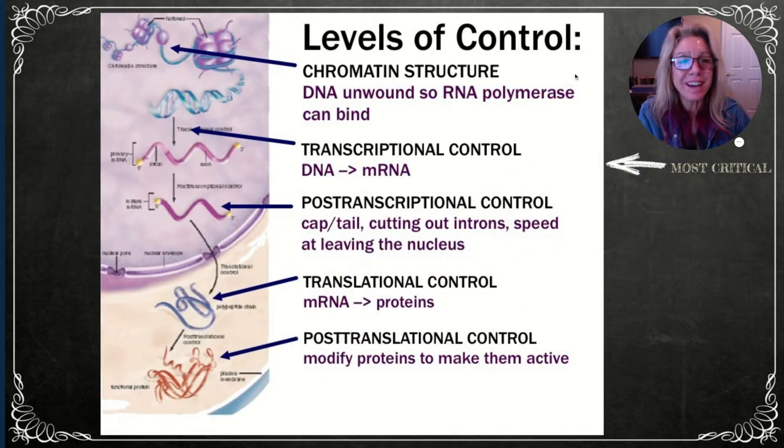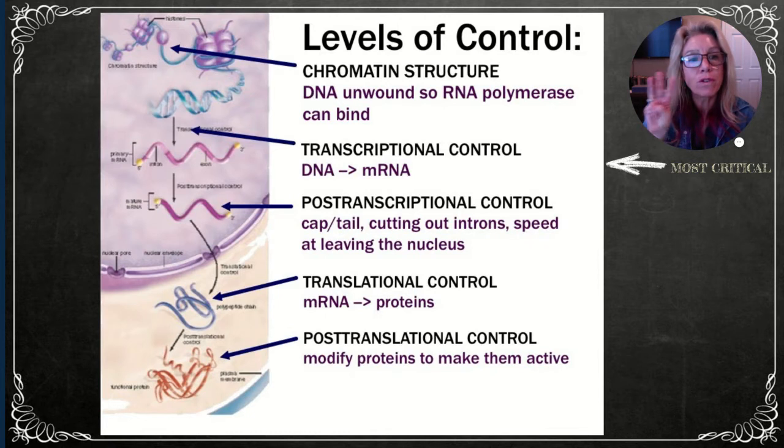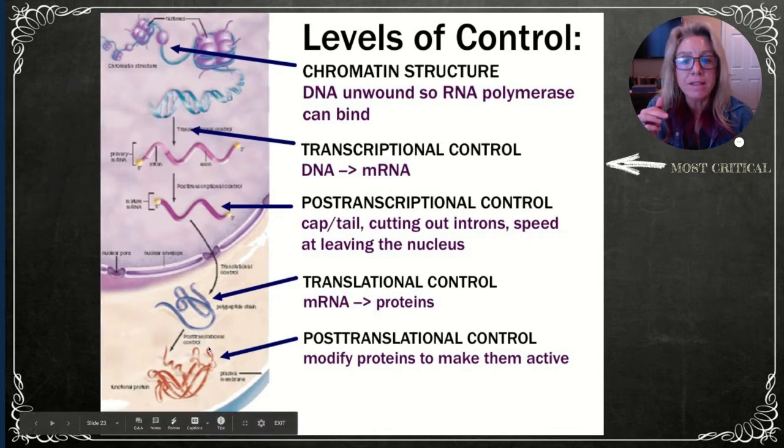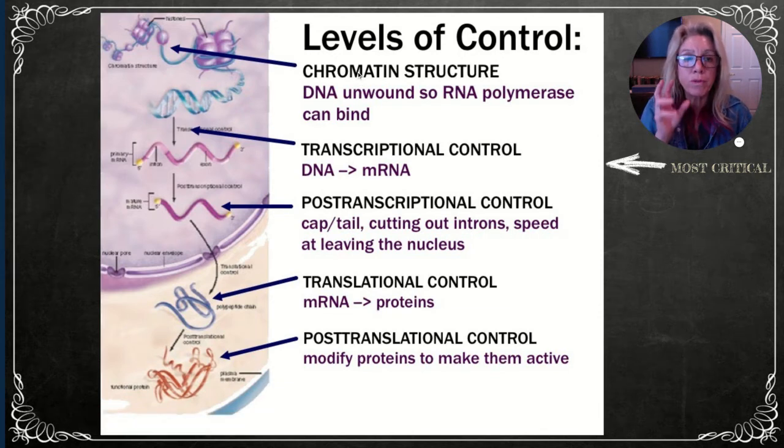Okay, so when we look at levels of control in a eukaryotic cell, there are 5 main levels of control. The first 3 are all within the nucleus. The last 2 are going to be out in the cytoplasm. So we're going to talk about chromatin structure, and this is referring to just the DNA specifically and its availability for transcription. Transcriptional control has to do with the ability of RNA polymerase to bind to the promoter and make an mRNA copy of the DNA template strand.